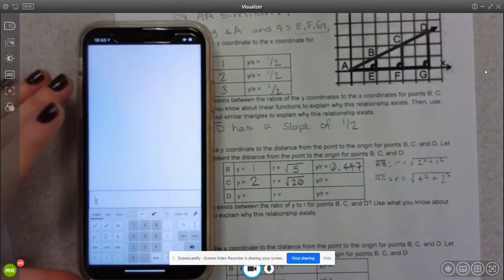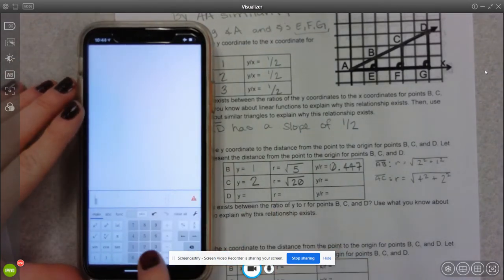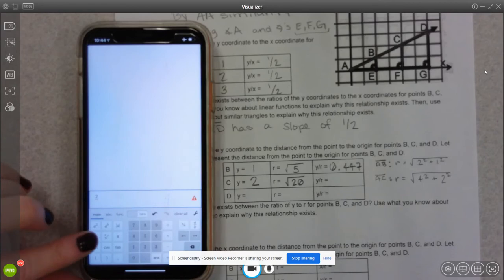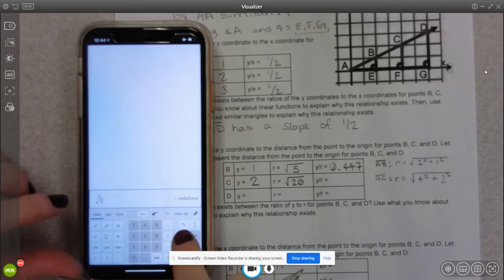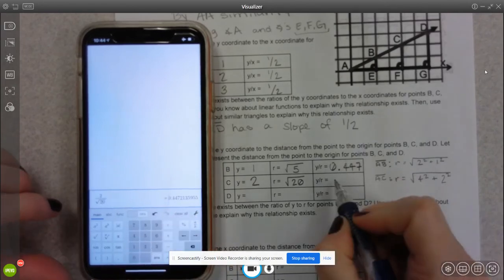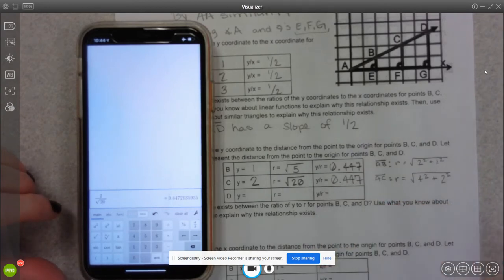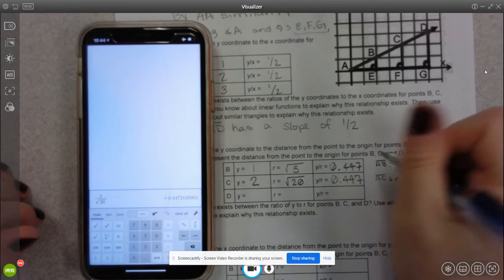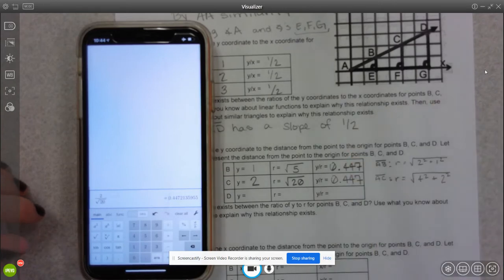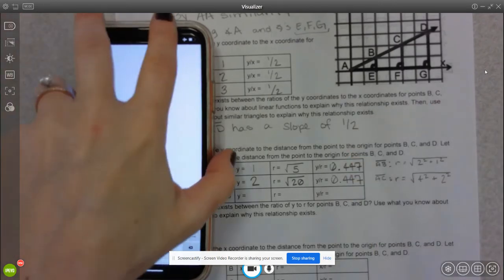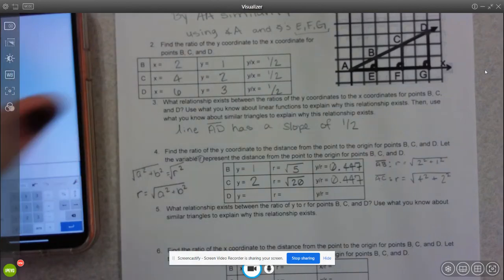So again, I'm going to do the same thing I did before. My numerator here is going to be 2. Denominator is going to be the square root of 20. And I'm getting the same decimal. By this point, you should know that that's not a coincidence, right?